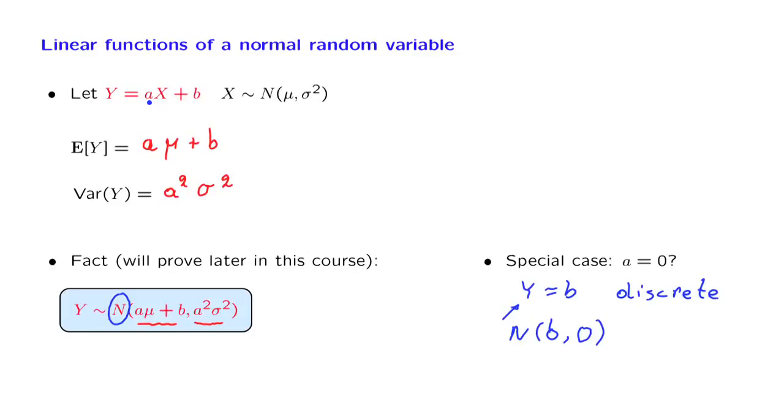Now that we have the definition and some properties of normal random variables, the next question is whether we can calculate probabilities associated with normal random variables. This will be the subject of the next segment.